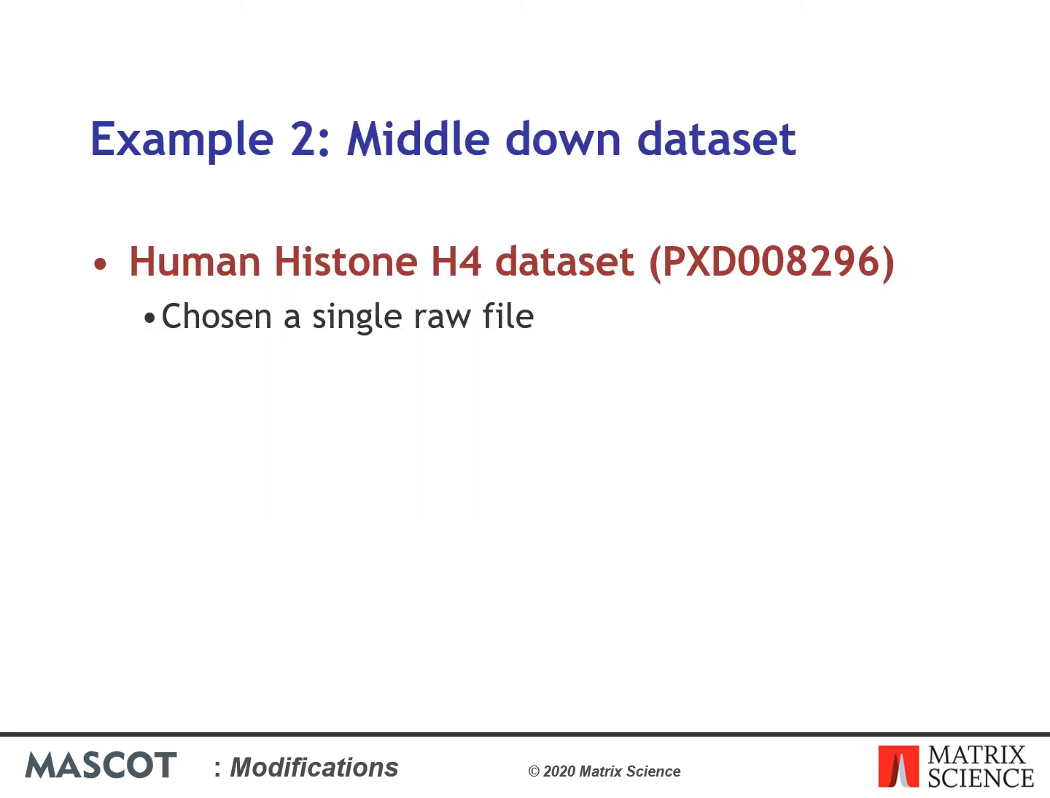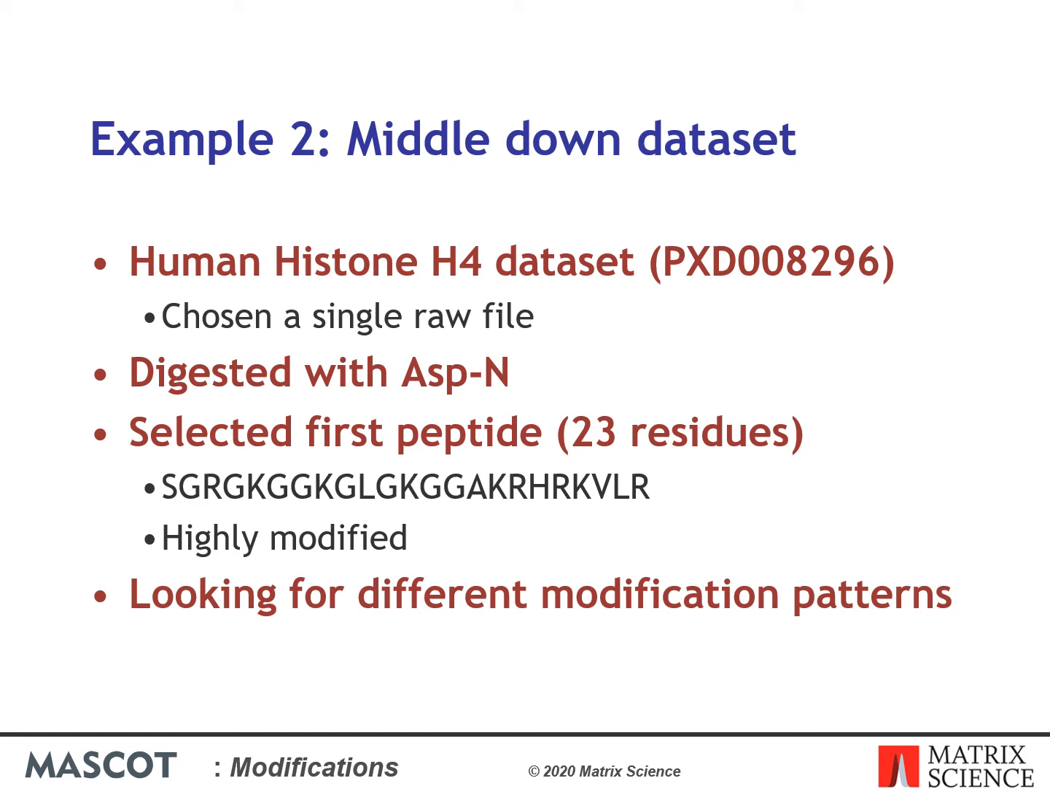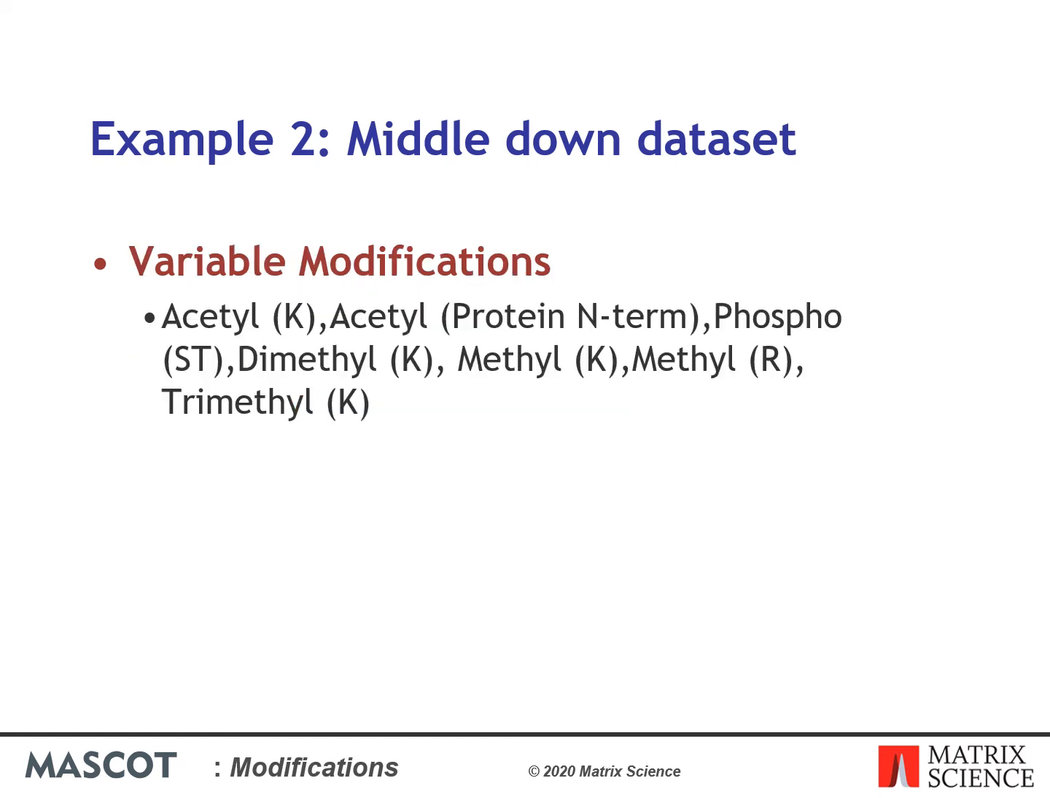Our second example combines the 2 reasons you might want to increase the variable modification permutation limits. I took a single raw file from a human histone H4 middle down dataset available on the PRIDE repository. The authors had digested the sample with ASP-N and selected the first 23 residue peptide. Being a histone protein, this peptide is highly modified, and the authors were looking for changes in modification patterns across the cell cycle. The variable modifications for the search were taken from the paper.